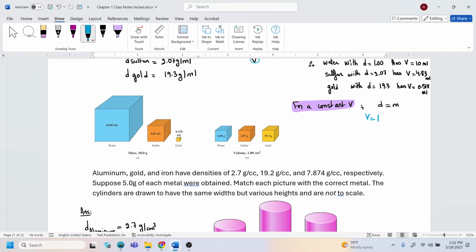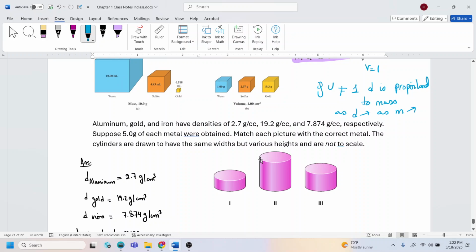So let's write it down: if V is different than 1, then the density is proportional to the mass. This means that as the density increases, the mass is going to increase as well. So looking over here, gold will have the highest density compared to the sulfur and the water, because the mass of the gold is going to be the highest.